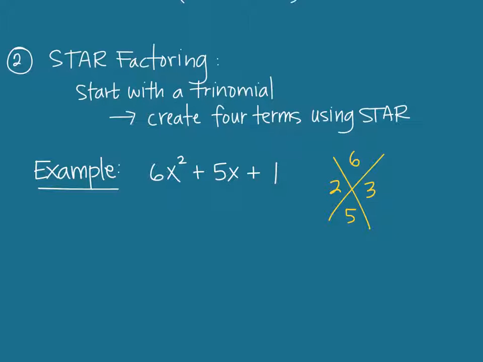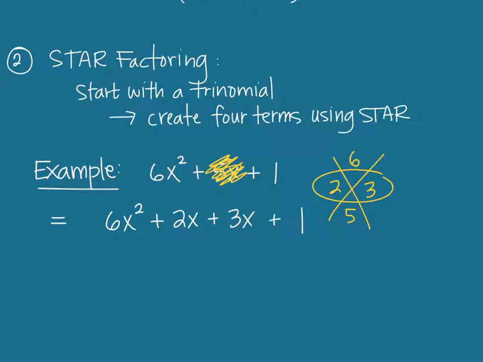All right, those 2 numbers that we just came up with, 2 and 3, are going to become the center of my problem. So I now have 6x squared. I'm going to take 5x out altogether and replace it with the 2 and the 3. So 2x and 3x. And then plus 1 is still part of the problem.